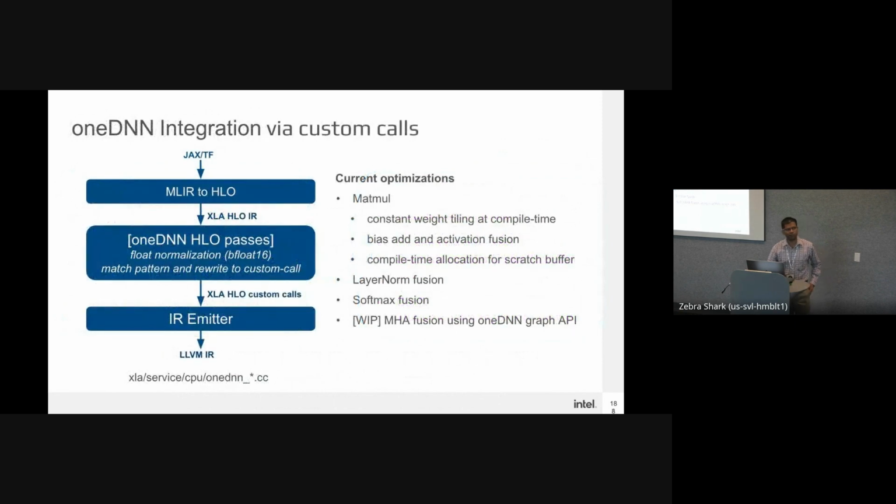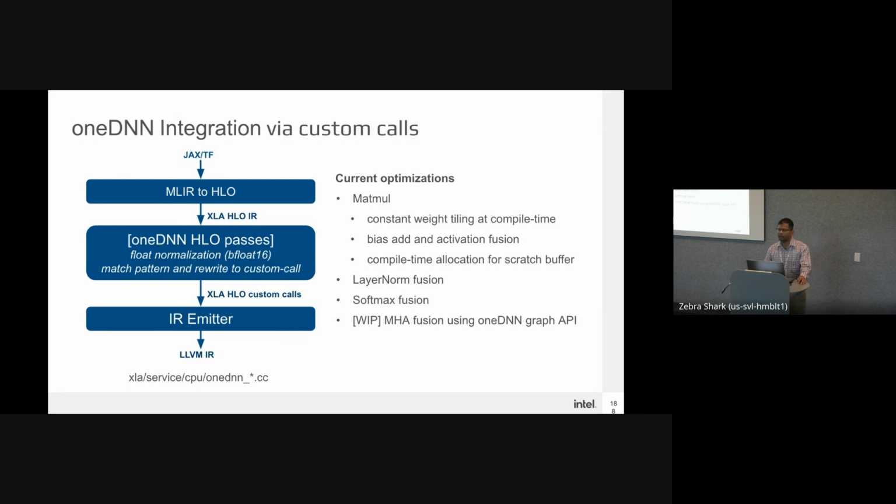Given that the oneDNN library is a high performance library and it hides all the complexity across different hardware architectures, we are integrating the oneDNN library into XLA. As you know, the model starts with either TensorFlow or a JAX expression, and that is translated into XLA HLO IR. There we have introduced several passes. One of the passes is for BF16. What we do is allow an operation that is supported by the oneDNN library to be in BF16.